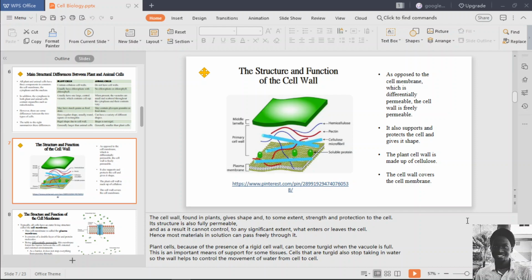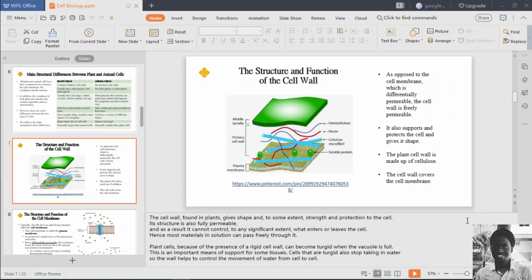Its structure is fully permeable, or freely permeable, as you may say, which means that it allows everything to pass through. Because it's fully permeable, it cannot control to a significant extent what enters or leaves the cell. Hence, most materials in solution can pass freely in and out of the cell wall, because you have the cell membrane underneath the cell wall, which would prevent certain things from entering, as you would see later.